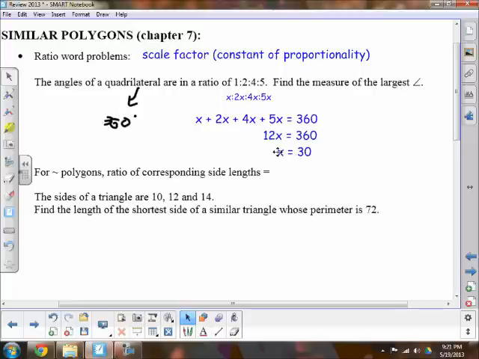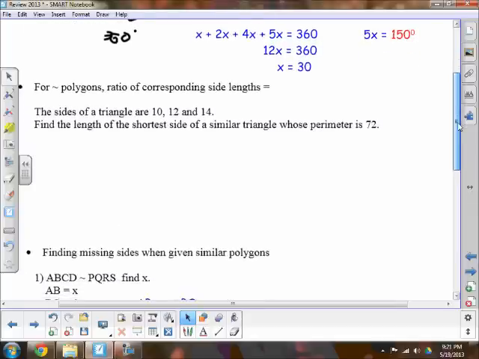When we add up the left-hand side, we get 12x, which when we divide by 12, we find that x is 30. And since the largest angle will be the 5x, the actual angle we're looking for, and the measure of this largest angle, is 150 degrees. This constant of proportionality or scale factor times that largest ratio portion of the angle.